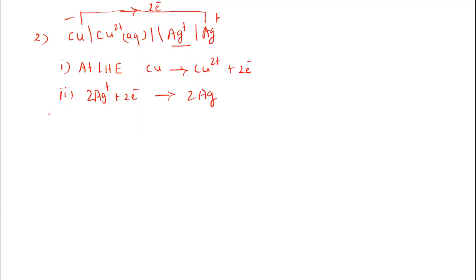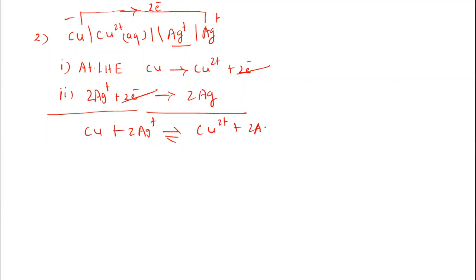Now let us add these two half cell reactions. Copper reacts with 2 silver ions, and the product is copper 2 plus ion plus 2 silver metal. So this is the net cell reaction, or total reaction, of this galvanic cell.